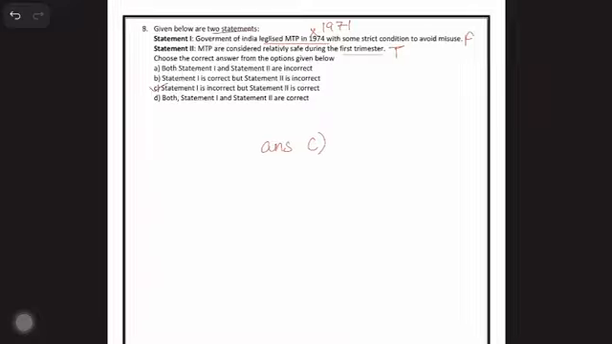Coming to eighth question. Given below are two statements. Again, Government of India legalized MTP in 1974. This is incorrect. It is 1971 with some strict conditions to avoid misuse. So it's false. First one is incorrect. MTP is considered relatively safe during first trimester. It is absolutely true. So let's see what's the answer. Option C is 1 is incorrect, 2 is correct. Answer is option C.